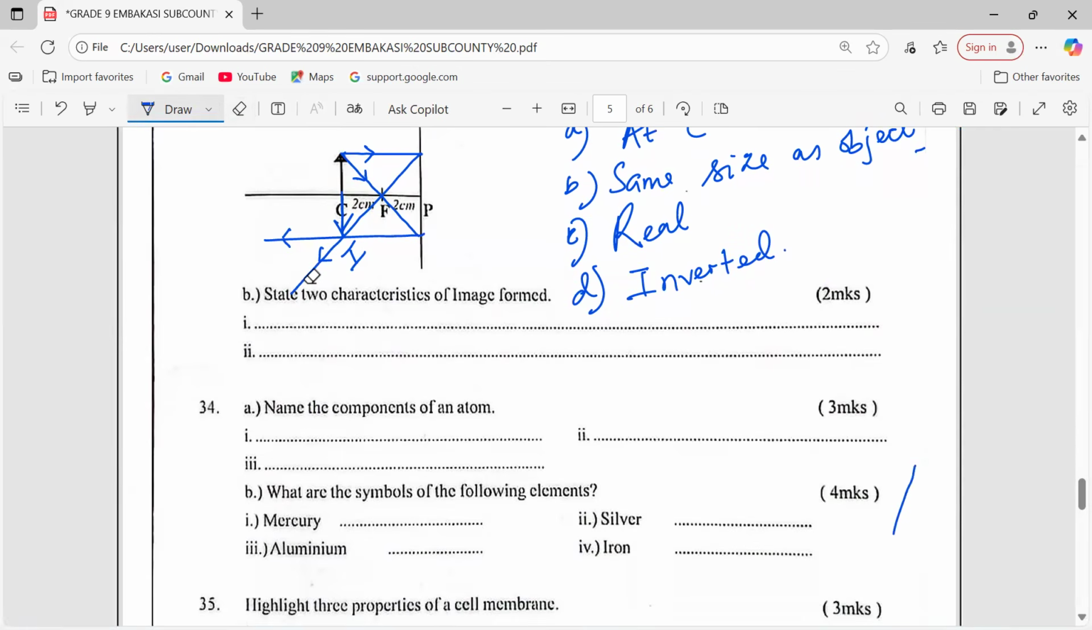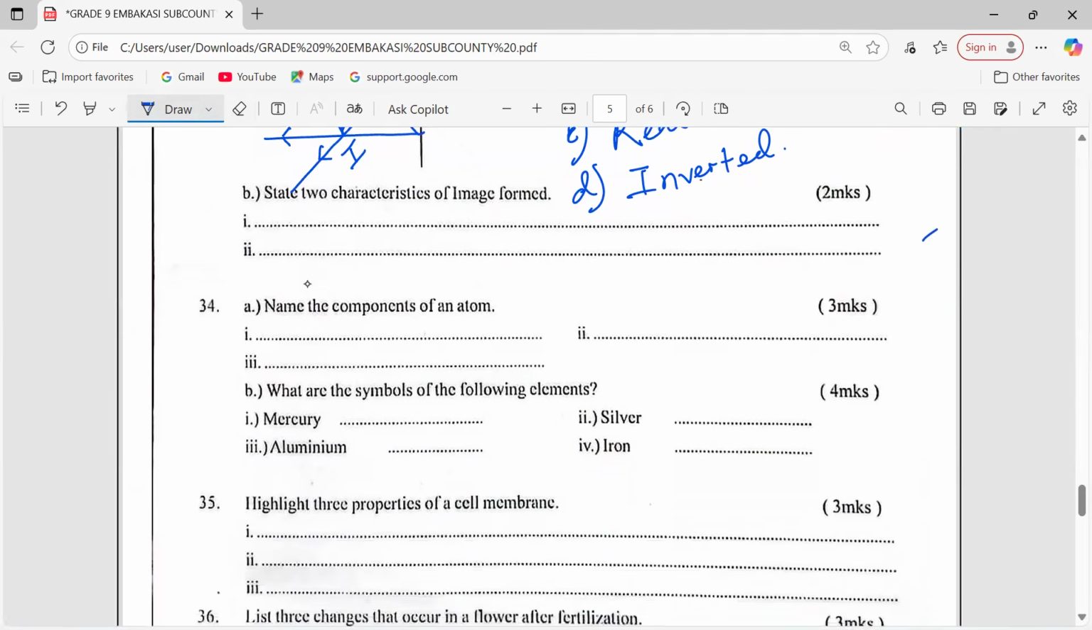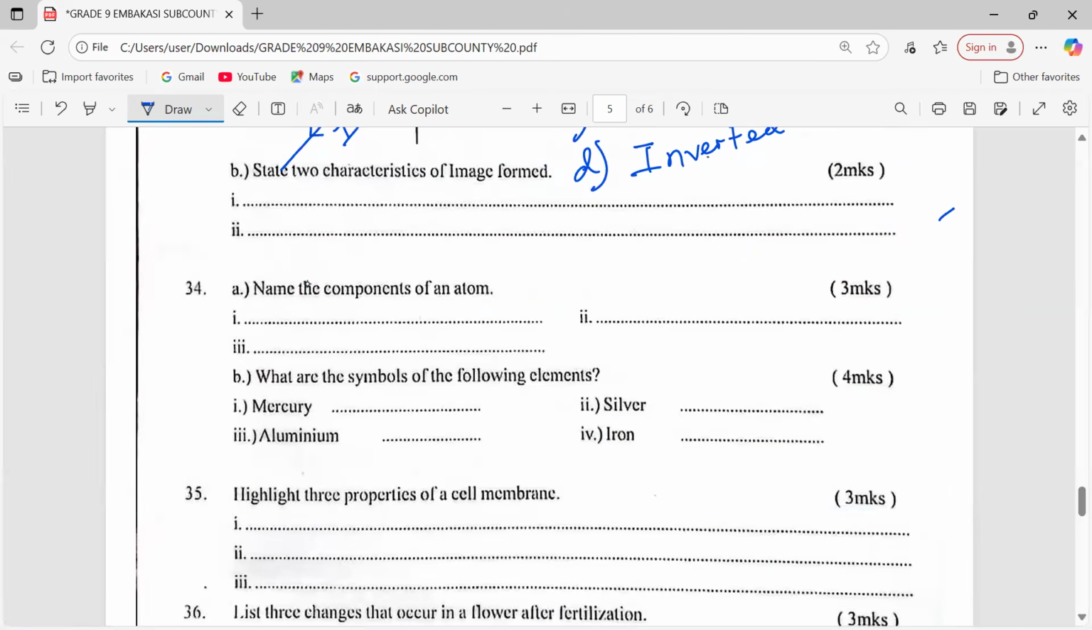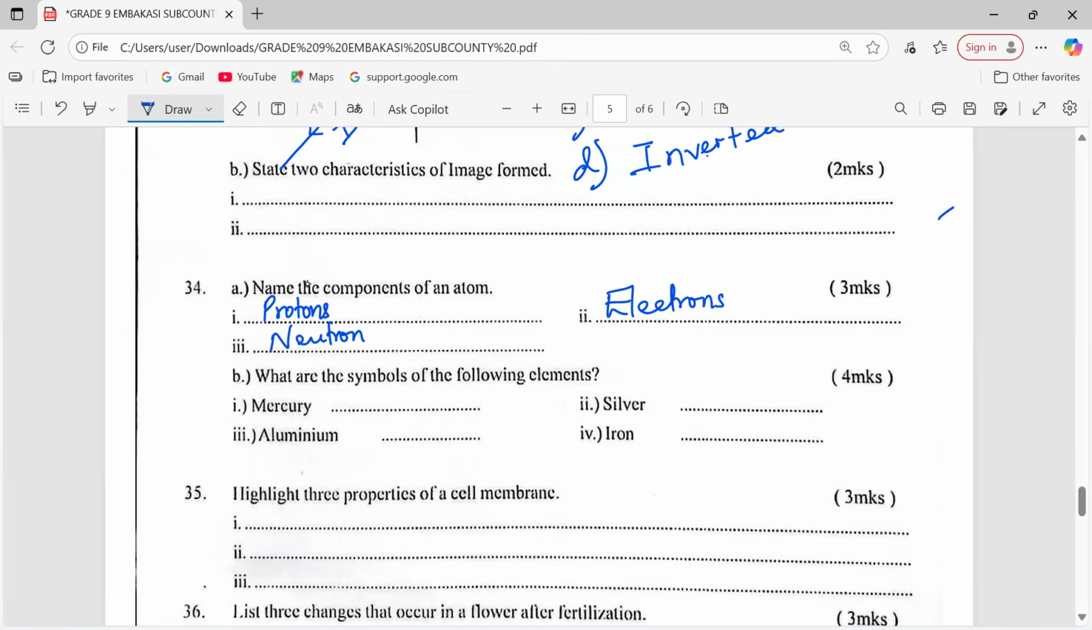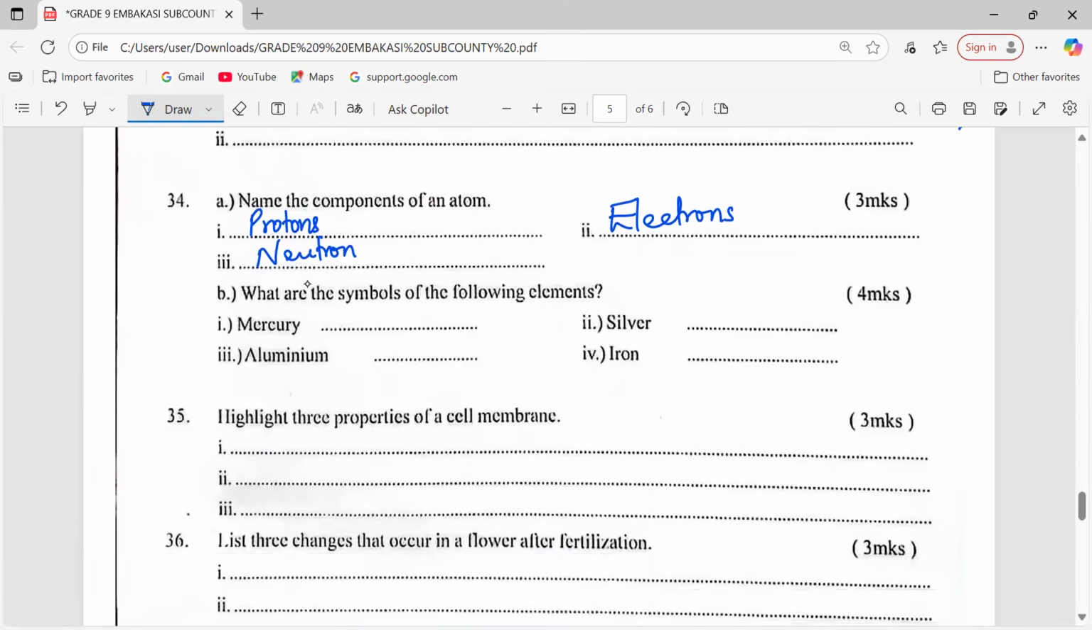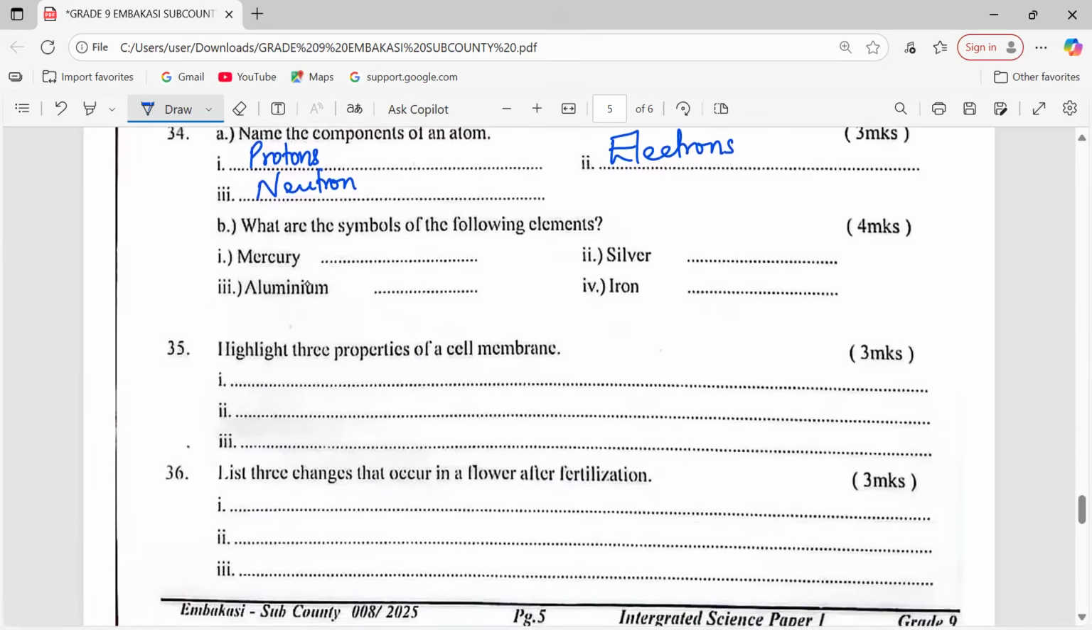Number 34. In number 34, name the components of an atom. What makes the atom? We call them subatomic particles. They include the proton, the neutron, and electrons. It's also good for you to know that in an atom, protons and neutrons usually are found in the nucleus, while electrons are found in the energy levels.